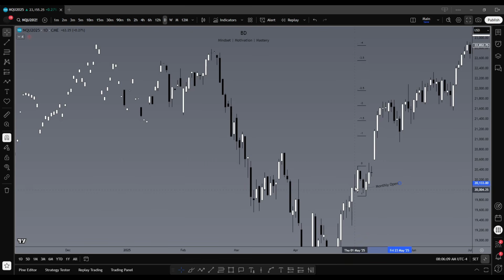Okay, sorry, I have that monthly open marked wrong. It's right here. But either way, it's the same thing. This was that last manipulation like here. They ran it down, manipulated below the monthly open, made a new current monthly low there. Okay, that was the manipulation.